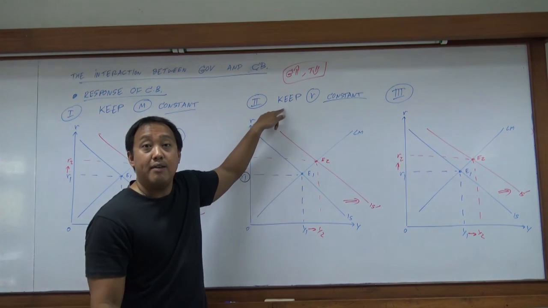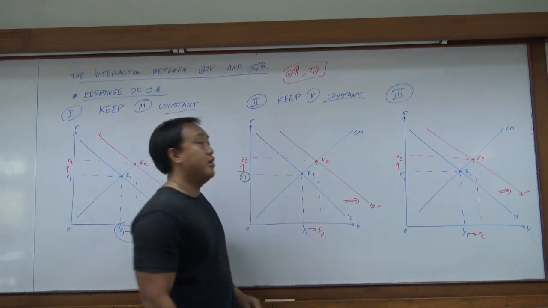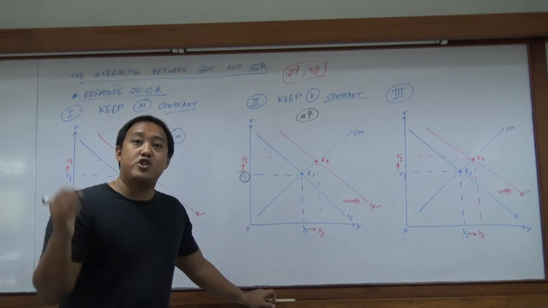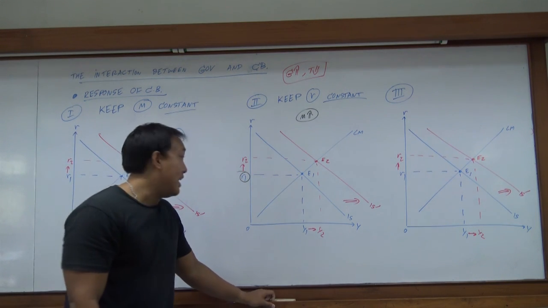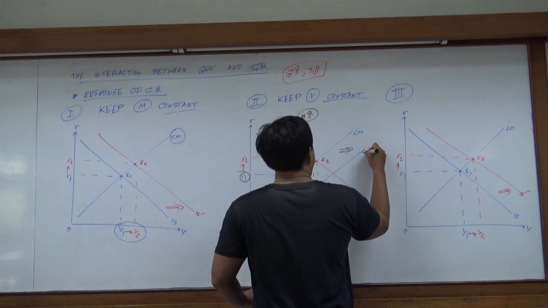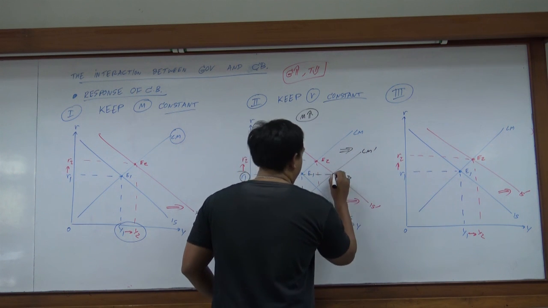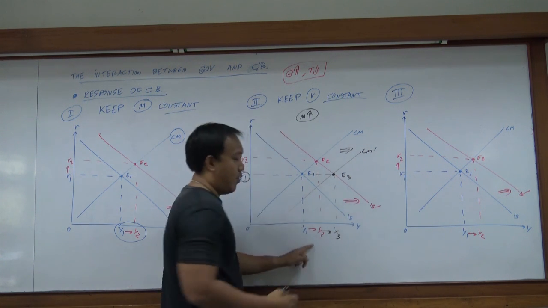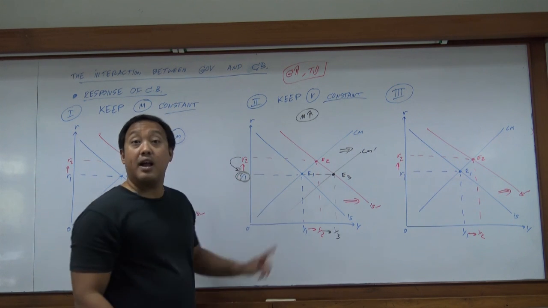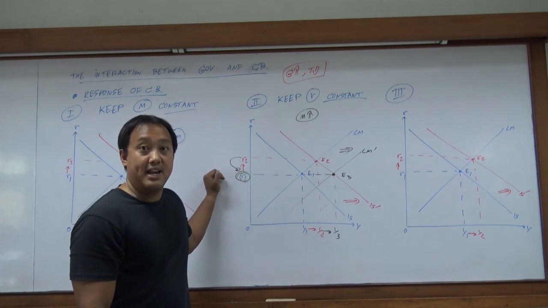In this case, if the central bank wants to keep the real interest rate constant, the central bank can do it by increasing M in the economy. Inject more money into the economy. By doing this, the LM curve will shift to the right. The equilibrium point moves from E2 to E3. GDP increases from Y1 to Y3. The real interest rate goes back to R1 again. So here, the central bank can keep the real interest rate constant.